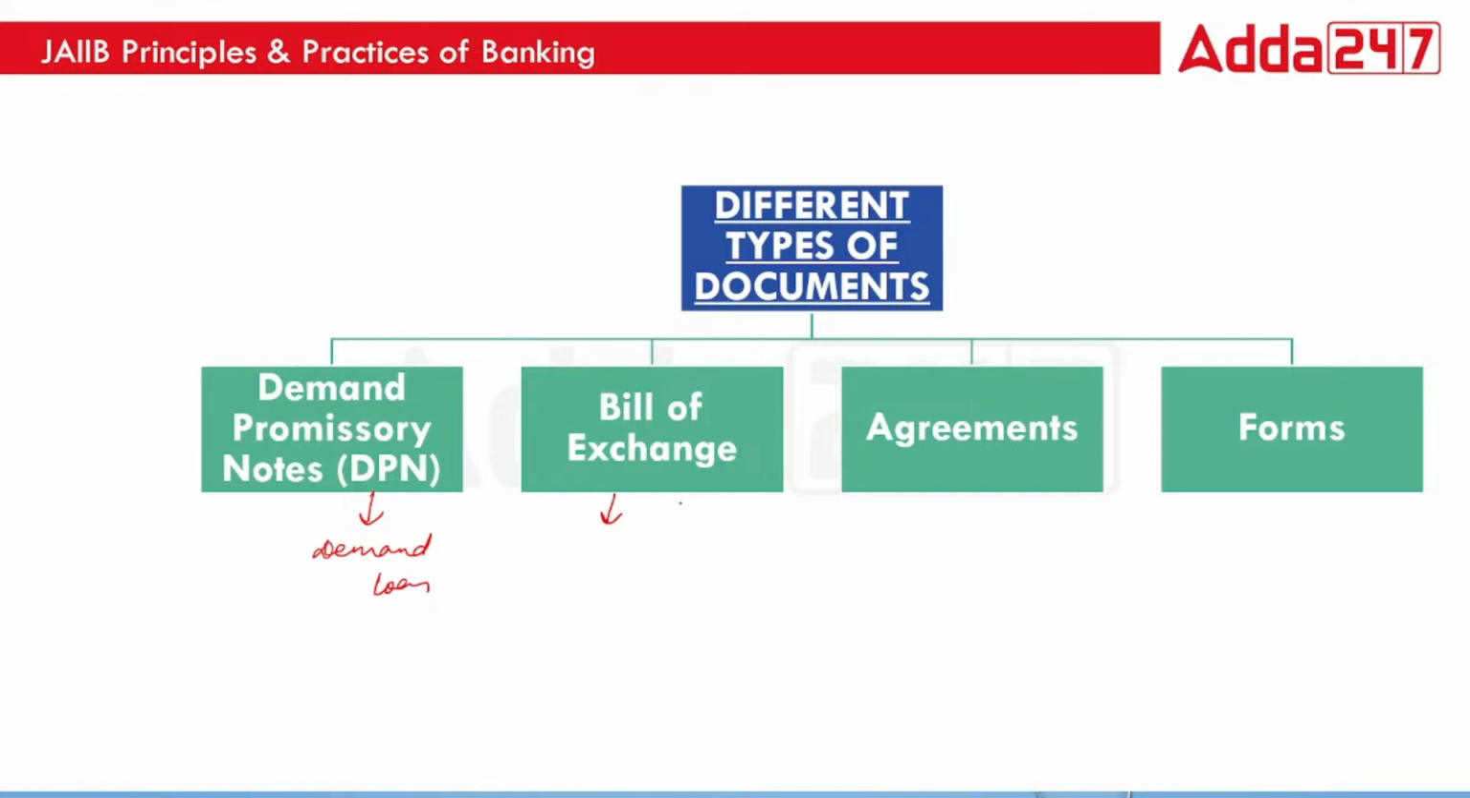Bill of exchange, as we all have read, is like an undertaking or an order, that is an unconditional order to make the payment. Then we have agreements. We take different kind of agreements based on what kind of loan you are providing, to whom you are providing, whether the customer is an individual or a firm.